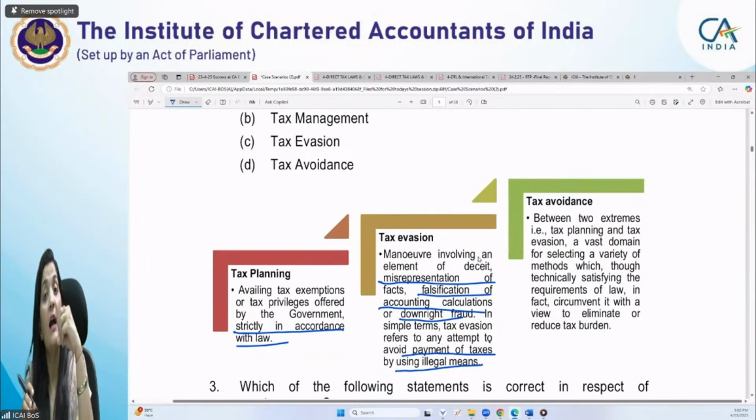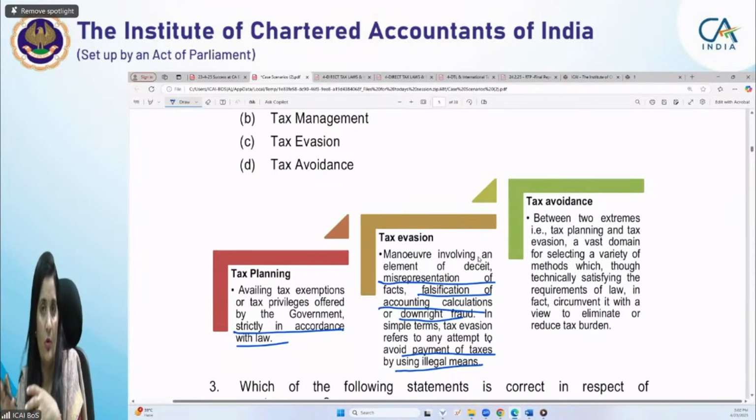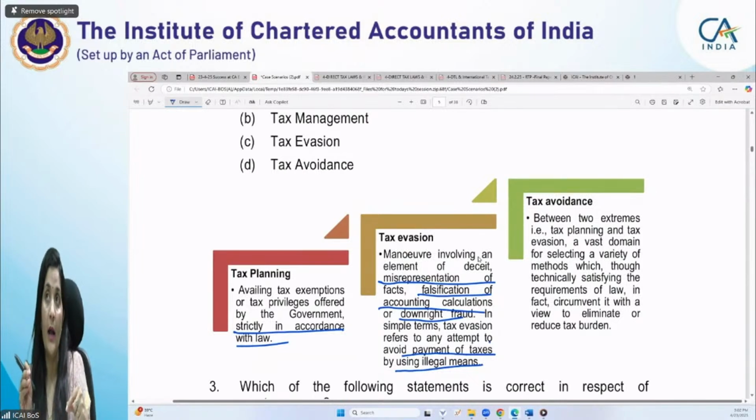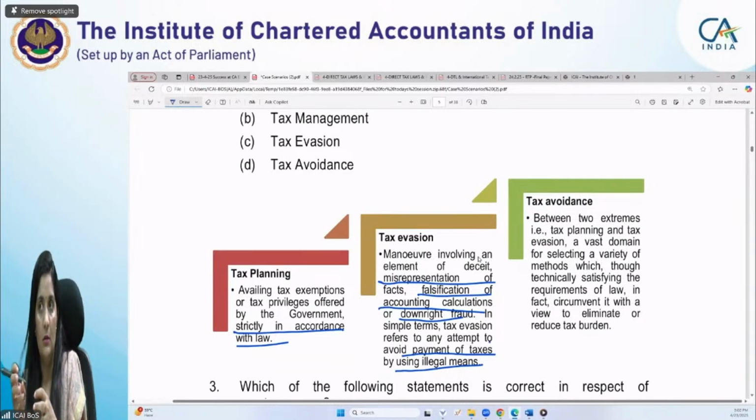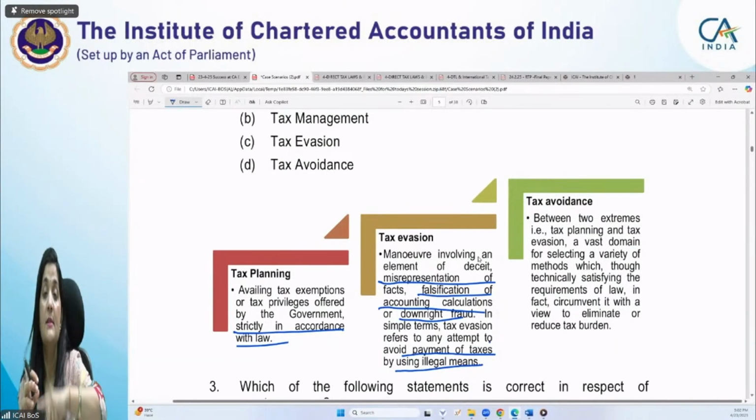For tax avoidance, GAR came in, right? General Anti Avoidance Provision. There is no GAR for tax evasion. GAR is applicable where you are avoiding the taxes. To take the tax benefits, you enter into such arrangements which help you take the benefit of taxes and reduce your tax liabilities. You are making the arrangements in such a way. So for that purpose GAR has been introduced, right, to curb tax avoidance.